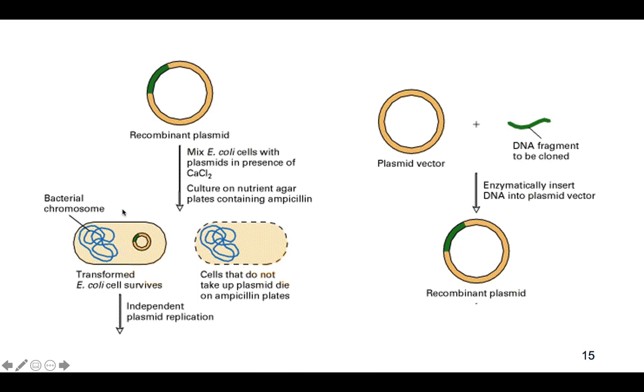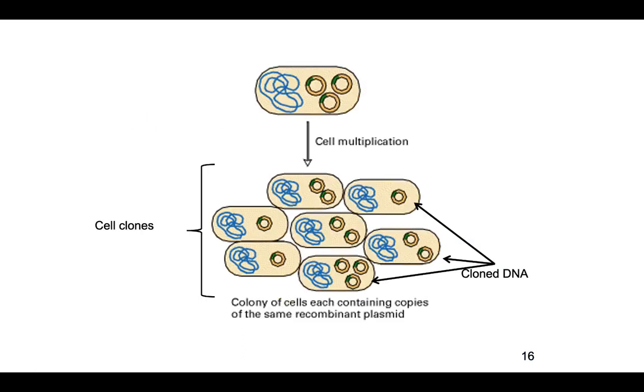Know that if you grow them, for example, you made them and grew them and stored these bacteria, then you put them on a plate that doesn't have ampicillin, what would happen? Some bacteria will actually lose this plasmid, because the bacteria don't use the plasmid and don't need it. So be careful that you need to always use ampicillin as long as you need your plasmid in the cells. So cell clones, cell multiplications: these will multiply, these are all cloned DNA, and this is a colony of cells each containing a copy of the same recombinant DNA.